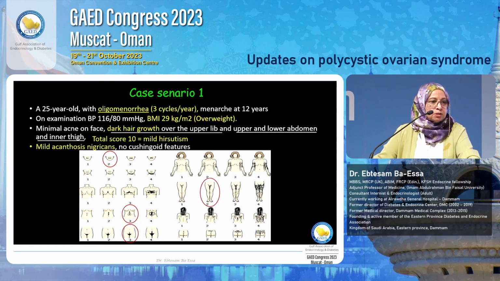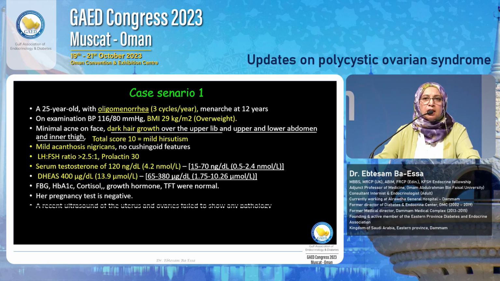She has mild hirsutism. She has mild acanthosis nigricans. LH-FSH ratio is more than 2.5. She has mild elevation of testosterone, dihydroepiandrosterone sulfate, and the rest of investigation is normal, including ultrasound.